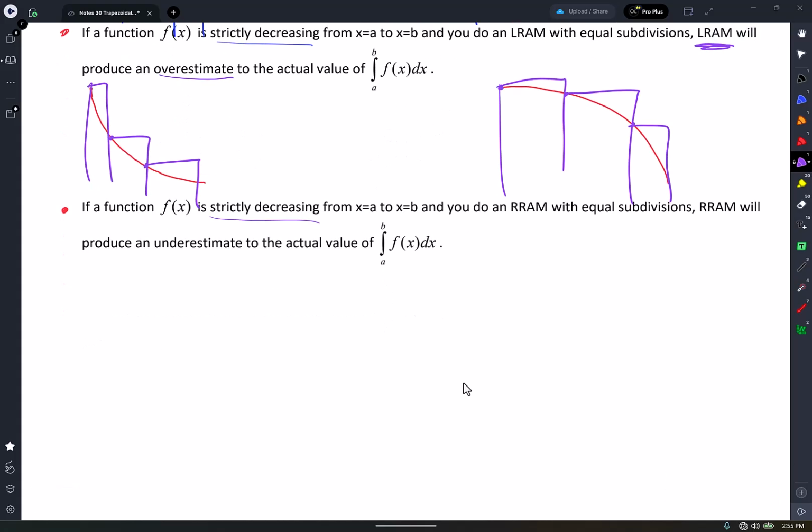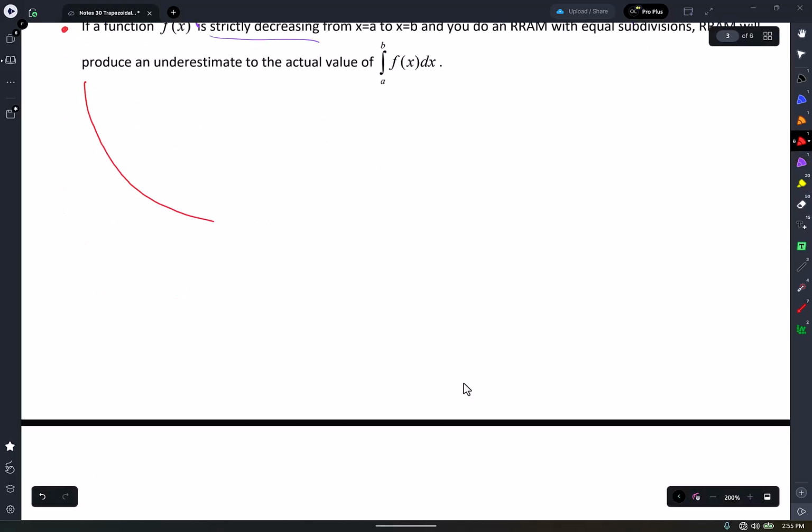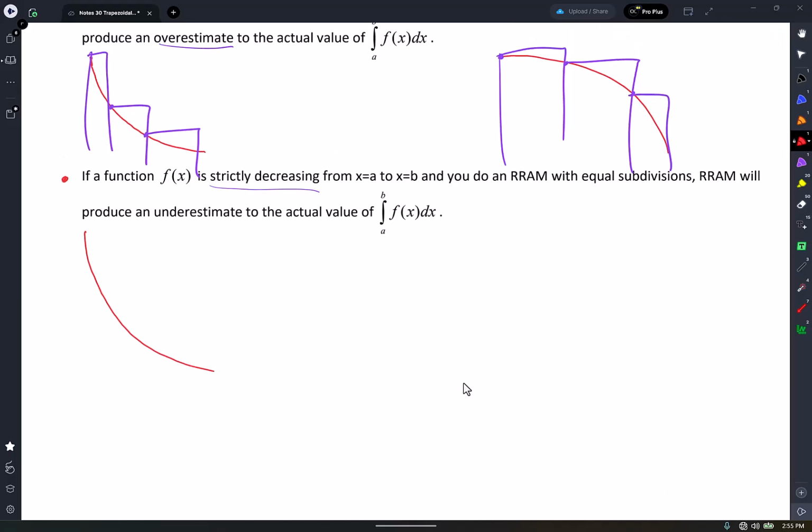Strictly decreasing again. So concave up and concave down. So here it is. Concave up. Leave some room, by the way. And concave down. Leave like half this room. Now I'm doing RRAM. So that's the one that I did last time. All right, RRAM. Yep, look at that.